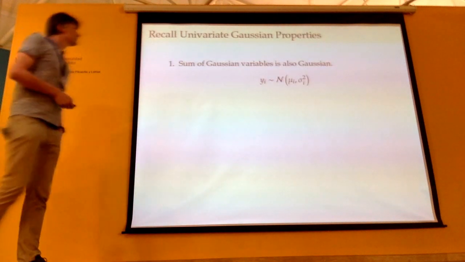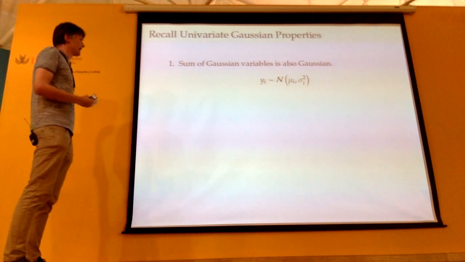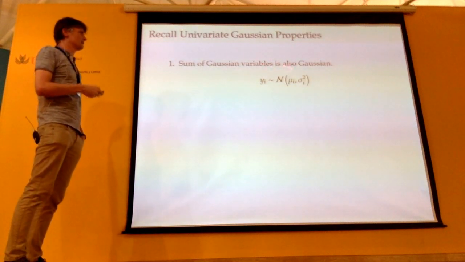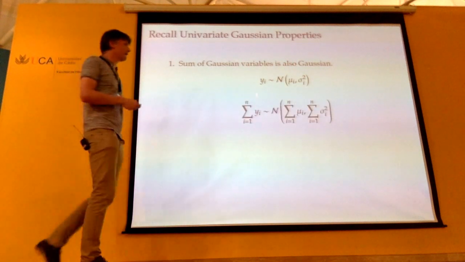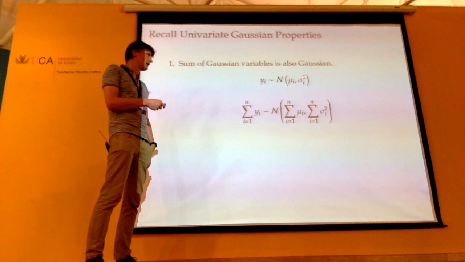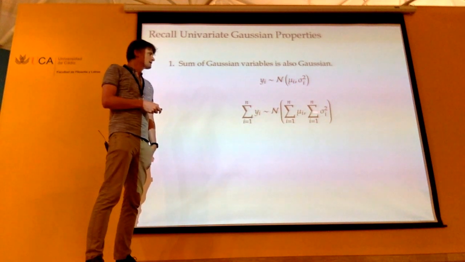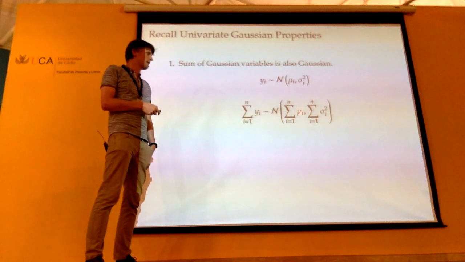Okay, so we'll look at some properties of Gaussians, which will let you see why that's in the end a Gaussian process. The sum of Gaussian variables is also Gaussian, right? So if I know that yi is distributed as a Gaussian with a mean mu_i and a variance sigma_i squared, then the sum of all those yi's is also Gaussian, with the sum of the means and a variance that is the sum of the variances.